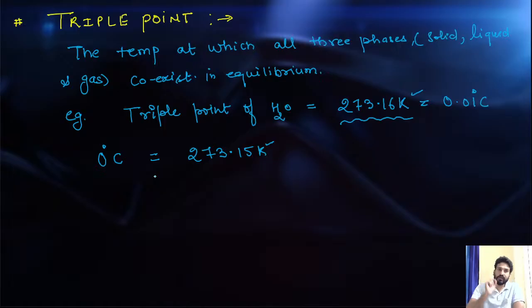If you have the knowledge that mathematically the difference is not so much, but conceptually it is a very huge difference. At 0 degree Celsius, the state of the matter can be solid, but at 273.16 Kelvin, or 0.01 degree Celsius, water exists in all three phases. So the difference is not in the number, the difference is in the state. This is a very huge difference actually. Is it clear to you?